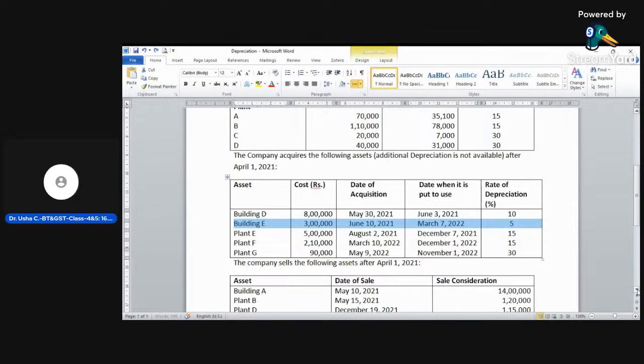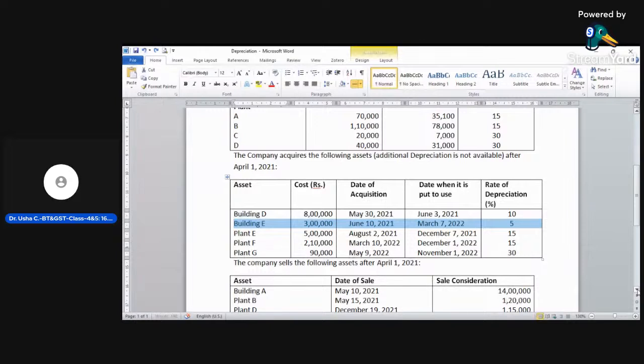For the period of 21-22, when the asset is purchased, that 180 days concept is applicable only in the year of purchase, not every year. Whether that asset is used or not in the next year, we will charge the full rate of depreciation. But only in the year of purchase, we should check the 180 days concept.